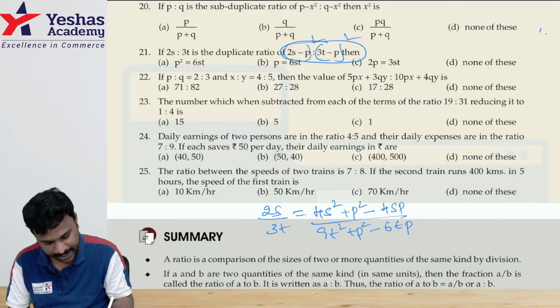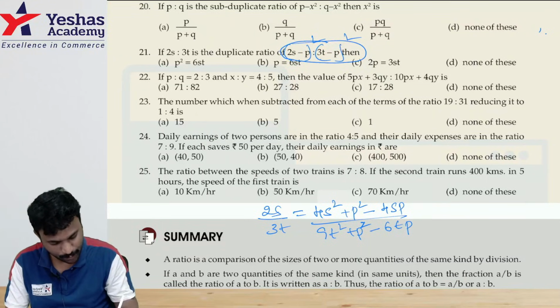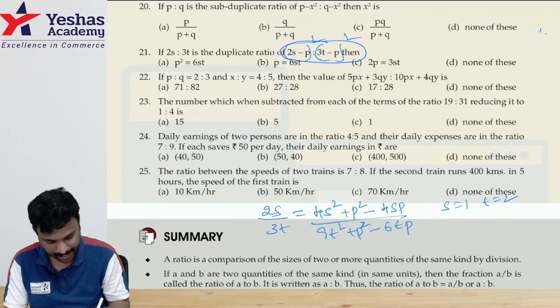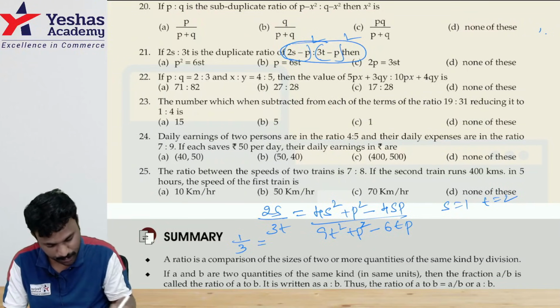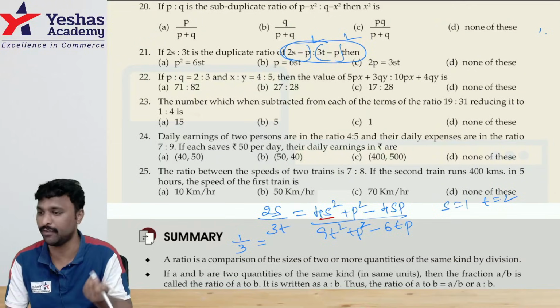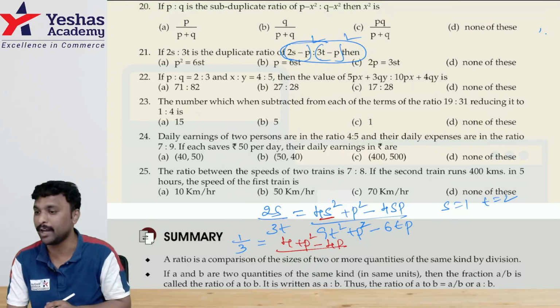6tp. Guys, what did I say? Plug in the values for S and T. So S value is 1 and T value is 2. On doing that, I get this result as 1 by 3. LHS becomes 1 by 3 and the RHS becomes what? 4 into S square is 4 itself, because S value is 1. So it's 4 plus P square minus 4SP. That means 4P itself, divided by the denominator.